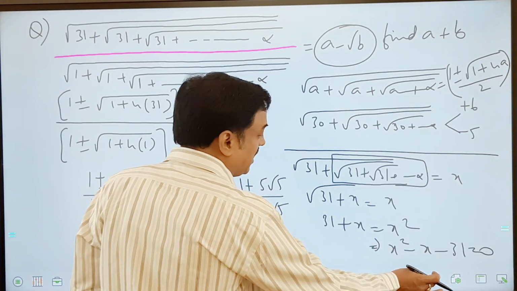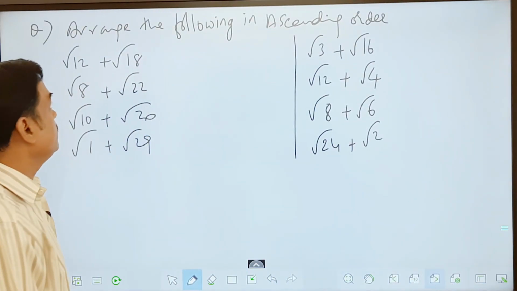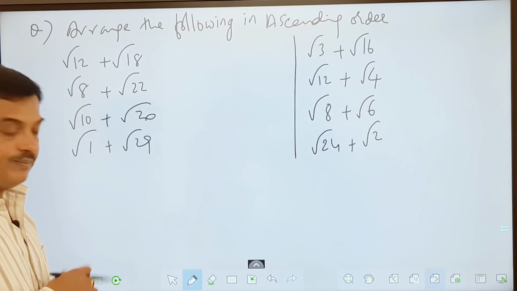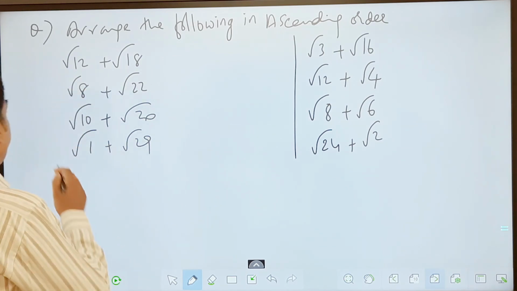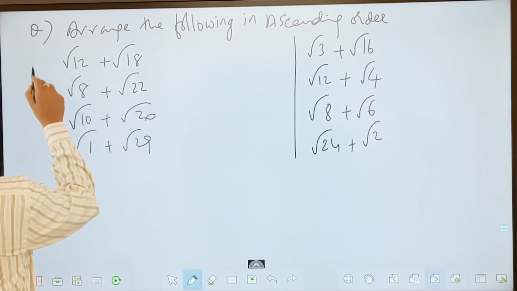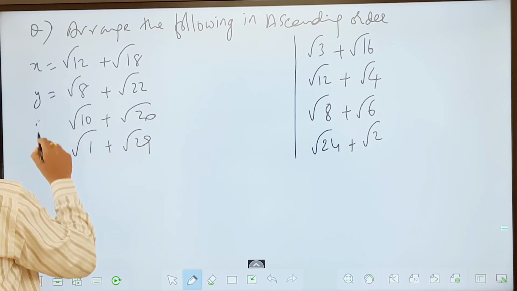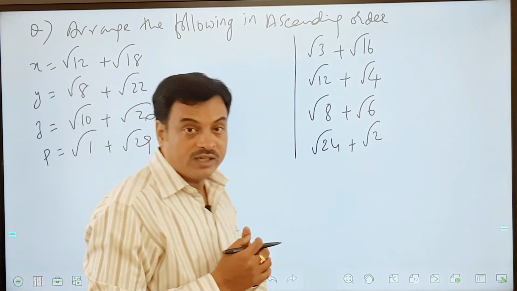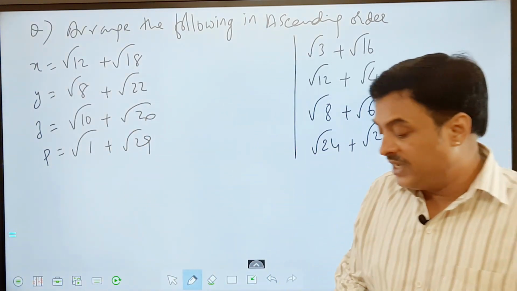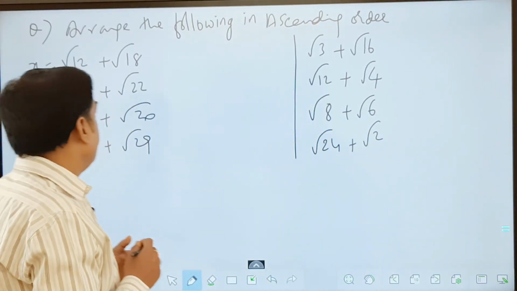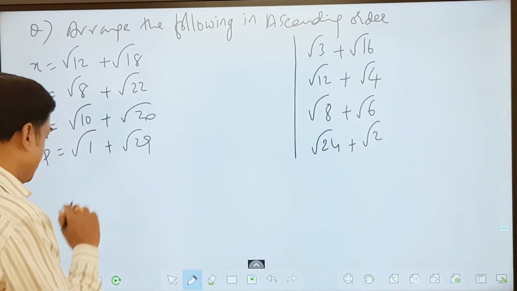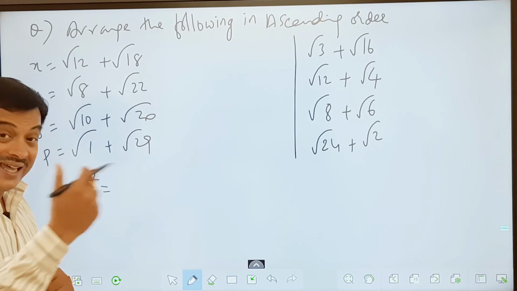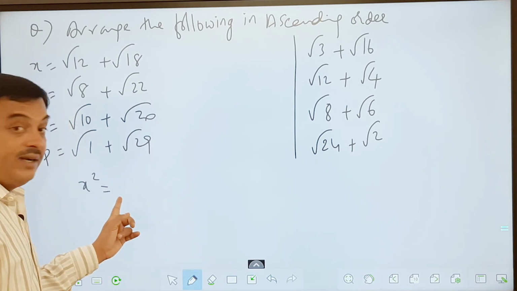So let us see another question. The question here is, arrange the following in ascending order. If I say arrange them in ascending order, I call them x, y, z and p, and I want to arrange them in ascending order. Generally what is advised here in this case? They'll ask you to square on both sides. For example, if I am doing a square of x, please observe my step. From there I can make it easy for you. This step you need to understand.